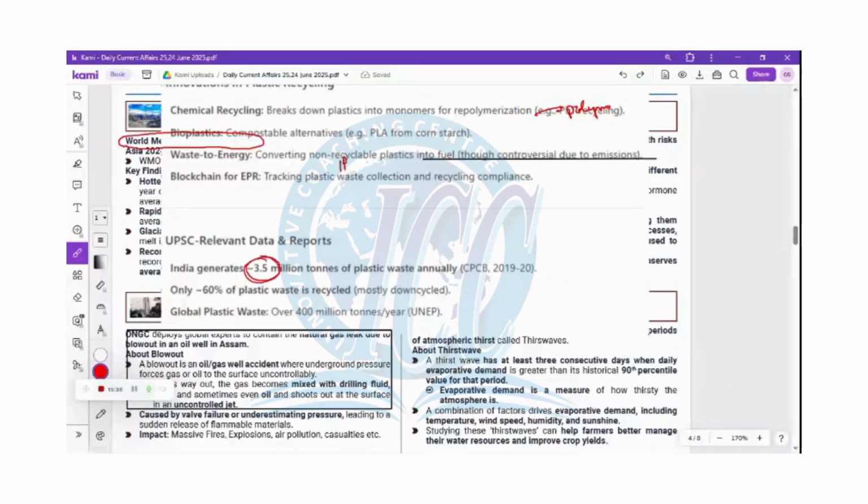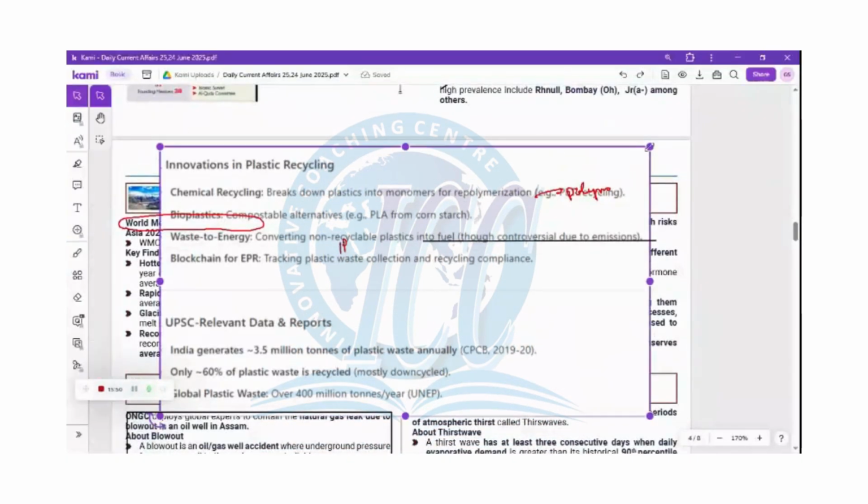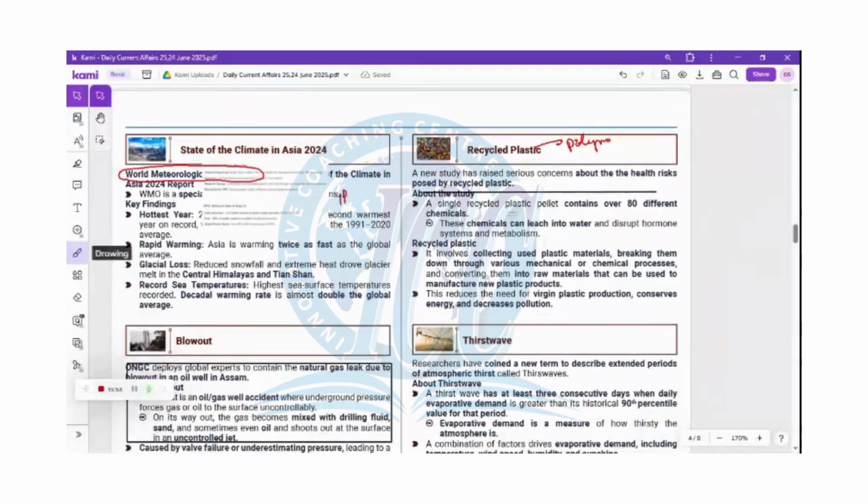Approximately, India is producing nearly 3.5 million tons of plastic waste annually, and only 60% of the plastic waste that is produced is getting recycled. So sufficient recycling is not there. But note here, even recycled plastic has nearly 800 different chemicals that can get into the water and can disrupt the metabolism in organisms.